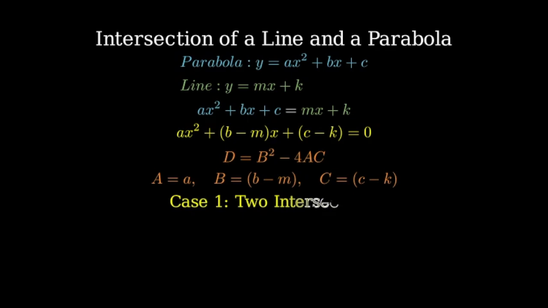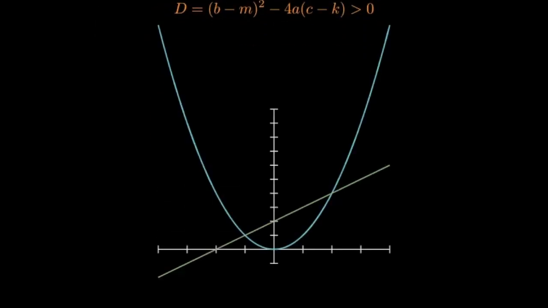Case 1, 2 points of intersection. This happens when the discriminant is greater than 0, d greater than 0. Algebraically, this means our quadratic equation has two distinct real roots corresponding to the x-coordinates of the two intersection points. Graphically, the line crosses through the parabola at two separate points.